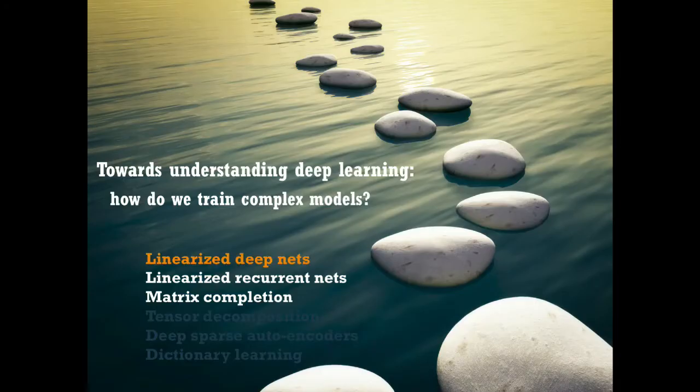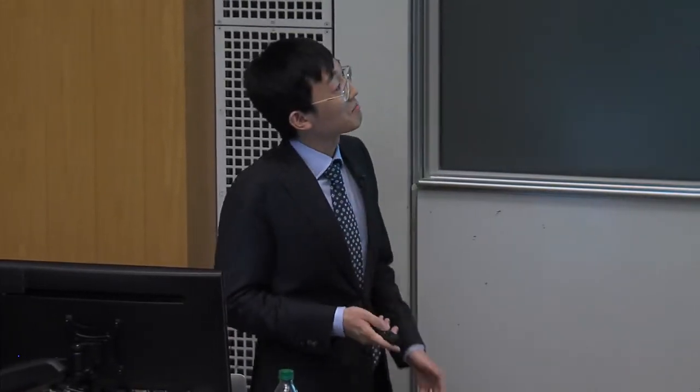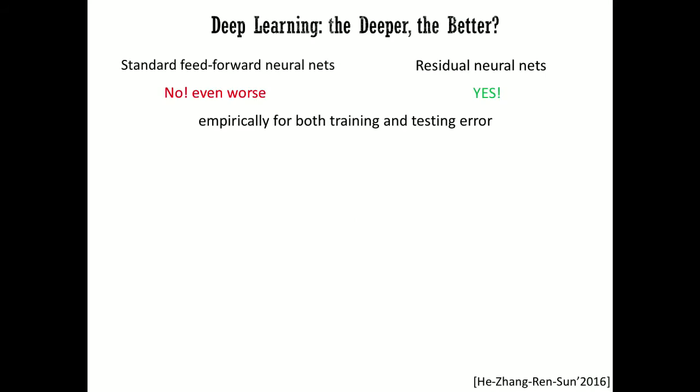Next, let me talk about a simplified version of deep nets, where we show that re-parameterization also helps. Speaking of deep nets or deep learning, one of the natural questions to ask is whether it's always true that deeper is better. It turns out that the answer is, well, it depends. It depends on what architecture, what models you are using. Suppose we use standard feed-forward convolutional nets, then actually it's not true. It's even worse when you sometimes use more layers.